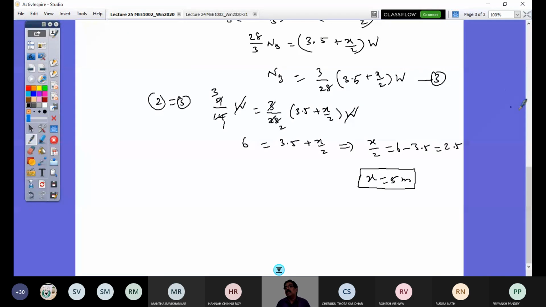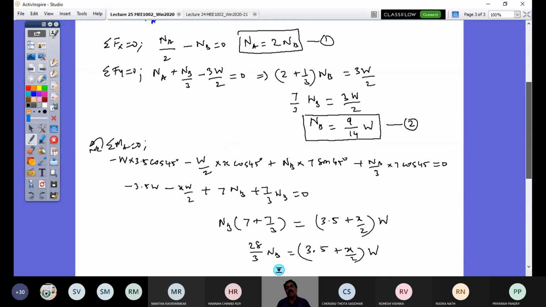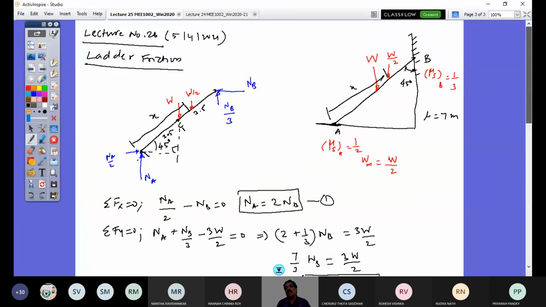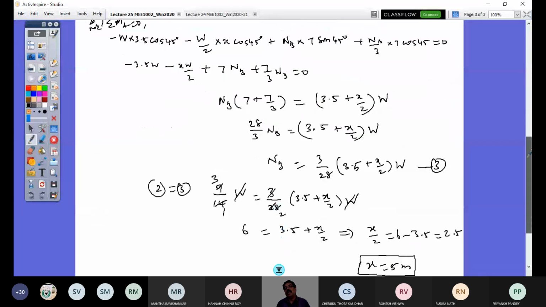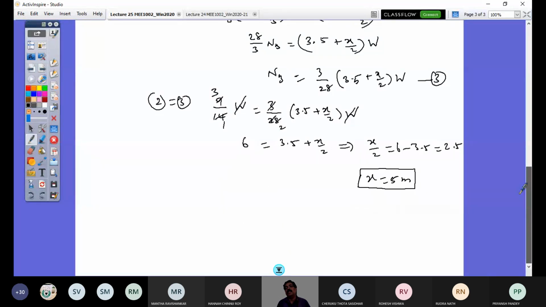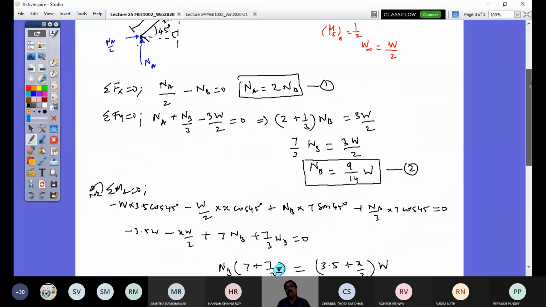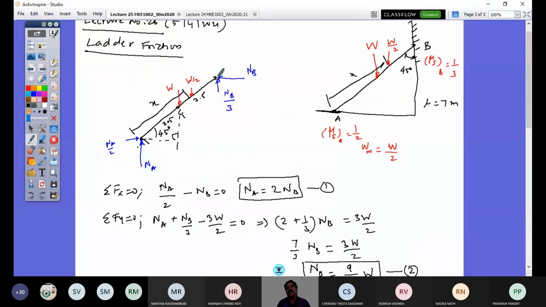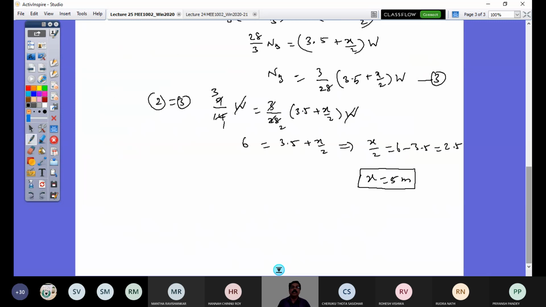So I can change this angle theta from 45 degrees to something else. If I give you 70 degrees, and you are solving it, you check what the value of X would be. If that X value happens to be greater than 7 meters, that means he can comfortably climb up till point B, stay there and continue working, right? So this is a group of problems that can be asked under the topic ladder friction.